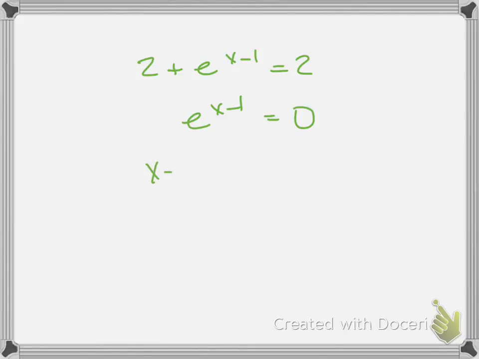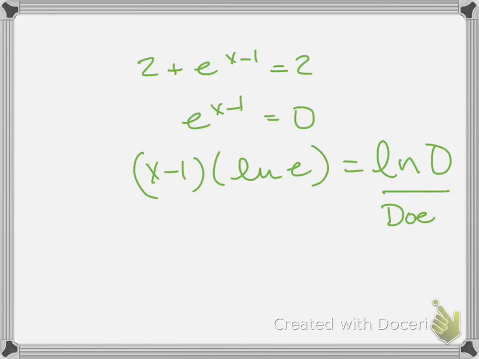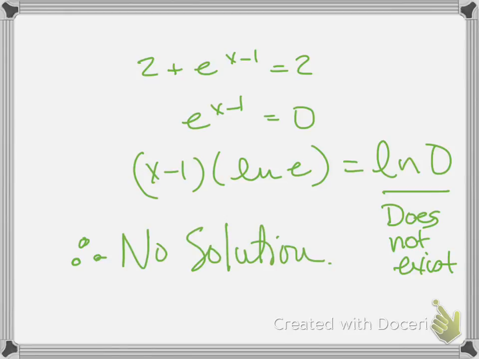Here I have 2 plus e to the x minus 1 is equal to 2. And again, when we subtract, remember how we ended up with e to the x minus 1 equals 0? There is no number that I can raise this to make it equal 0. I can get really close, but it doesn't happen.